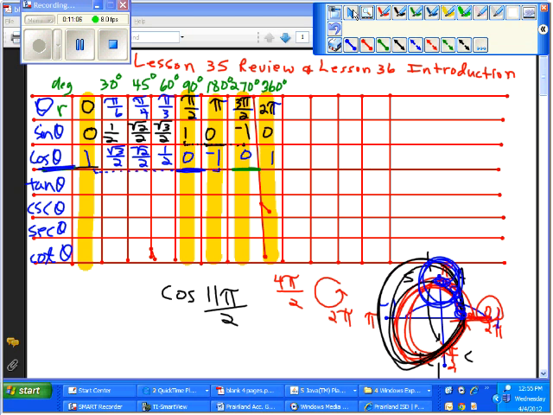That means we could take out some 4 pi over 2's, right? So how many 4 pi over 2's could you take out? You could take out 2 4 pi over 2's. That would be 8 pi over 2's, and that would leave you with 3 pi over 2's, right?